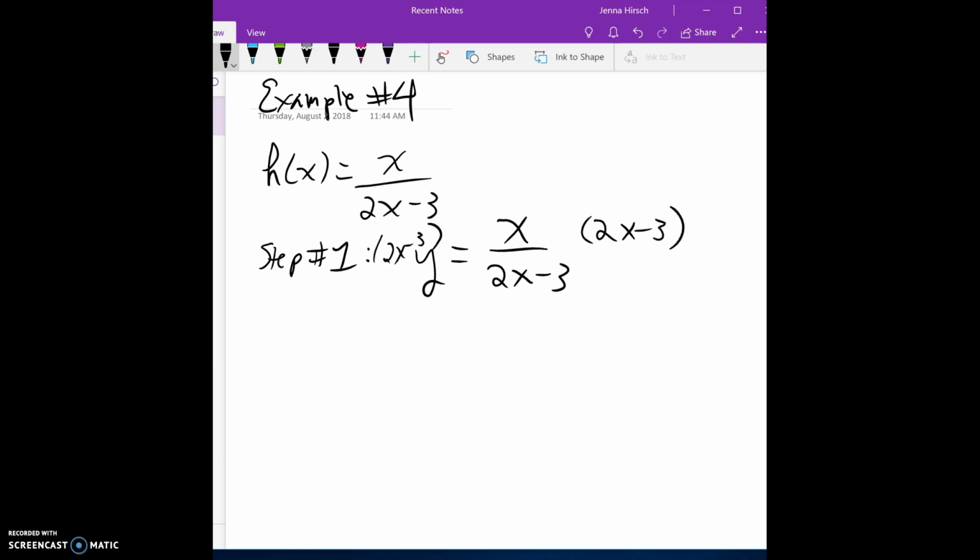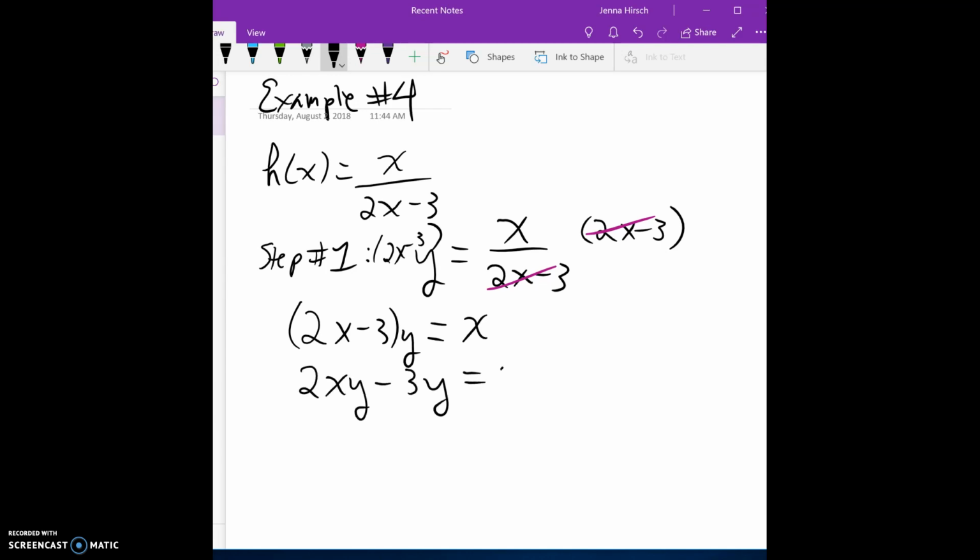Okay, so on the left-hand side, we have 2x minus 3 times y is equal to, now notice that these guys are going to cancel. We have a factor of each in the numerator and in the denominator, so anything divided by itself is 1. We have 2x minus 3 times y is equal to x. Again, moving forward, we need to solve for x, so I'm going to distribute that y. We have 2xy minus 3y is equal to x.